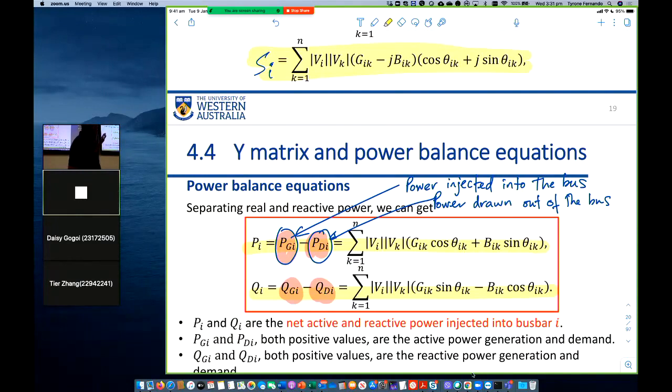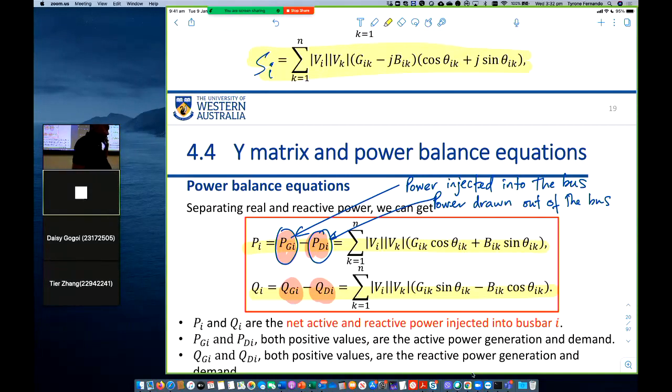Gik cos theta ik is going to be a real part. Bik sin theta ik is going to be a real part because j squared is minus 1, right? Multiplied by the magnitude Vi, magnitude Vk, you have the summation, and that's the active power balance equation. That's the active power injected into the bus.